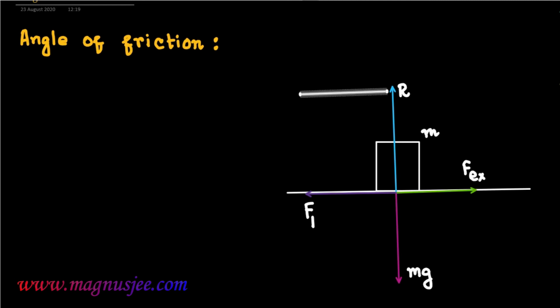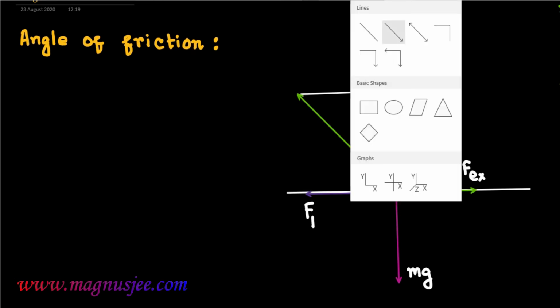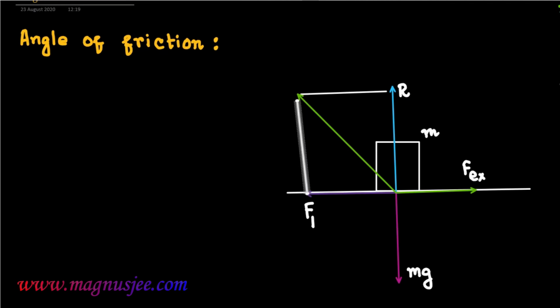Now, taking Fl and R as two adjacent sides of a rectangle, we can draw a rectangle. This is the diagonal of that rectangle. We can draw the other sides of the rectangle in this way. These two sides are imaginary, so they are denoted by dotted straight lines.